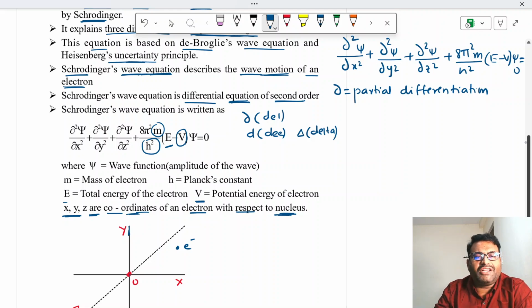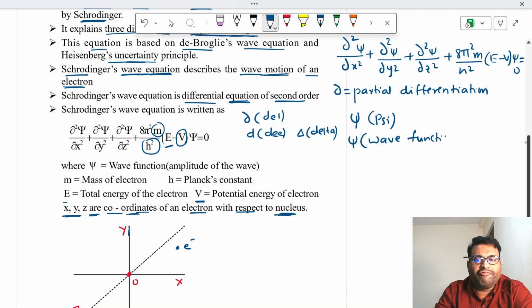And what is psi? The p is silent. We call it psi. Psi means it is a wave function. We call it a wave function, or simply we can also call it amplitude. So for example, amplitude of a wave. Electron motion is also like a wave. So if you consider a transverse wave, let us take a transverse wave.